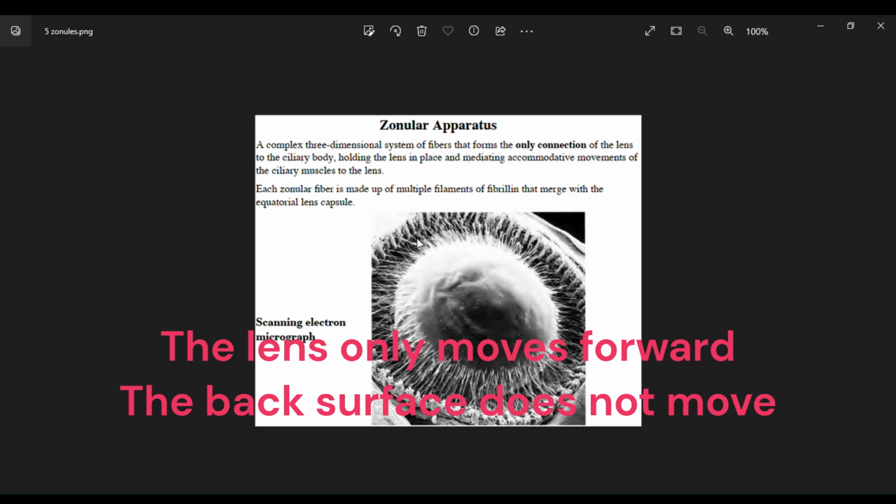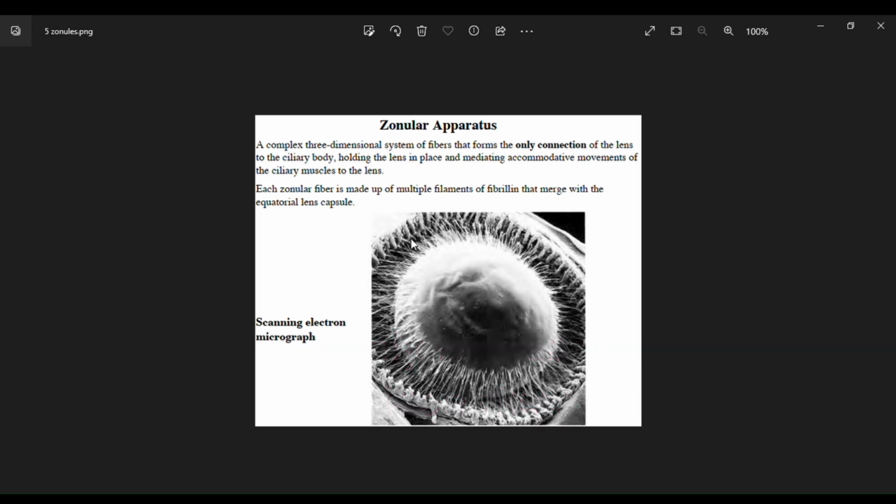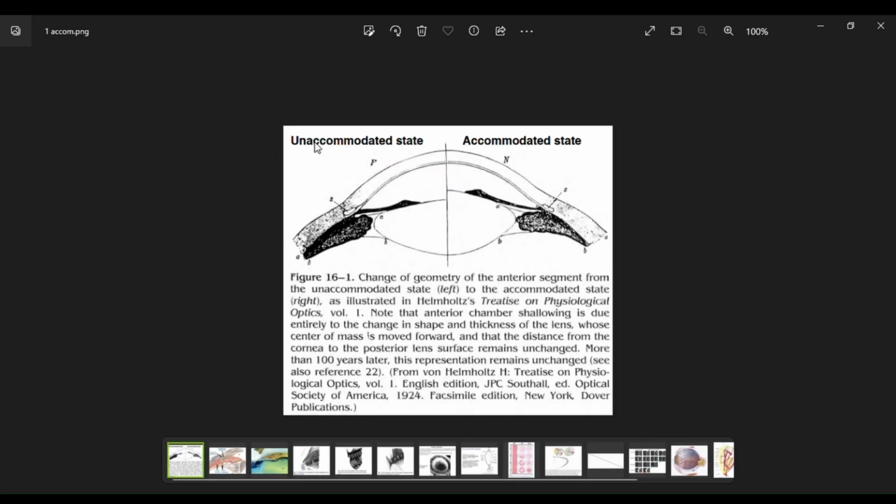And when these muscles relax and the sphincter sort of opens up more, then the tension is increased on these zonules, and that increased tension will force this lens into an alternate state, which is the unaccommodated state where it's more flat across the front. You can see here the back is unchanged.